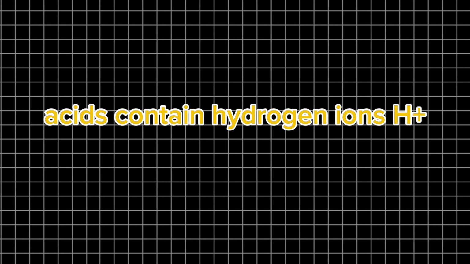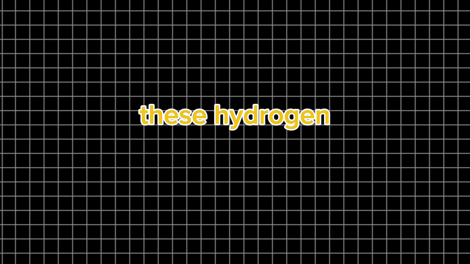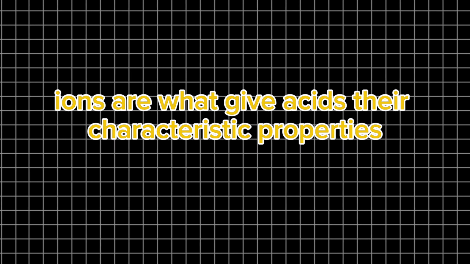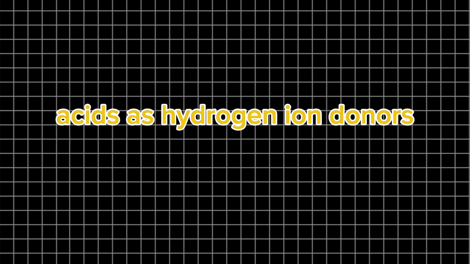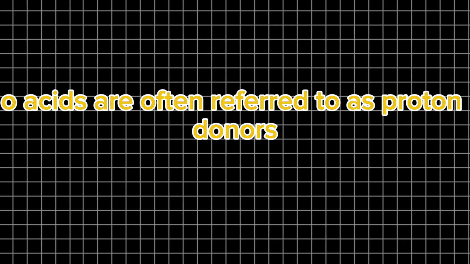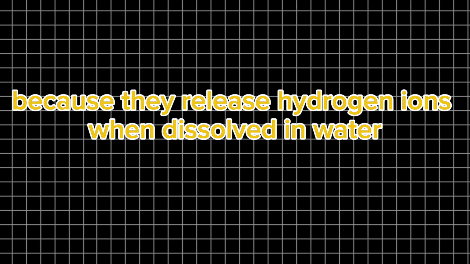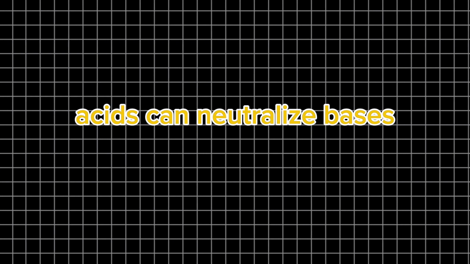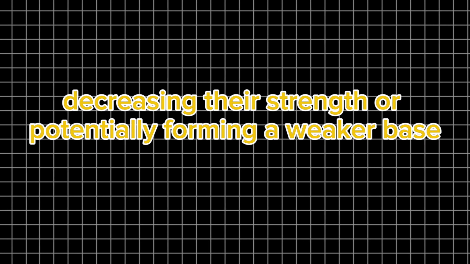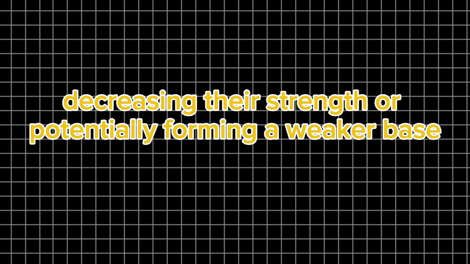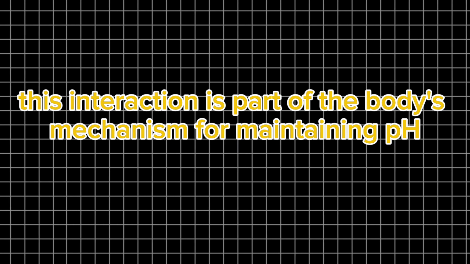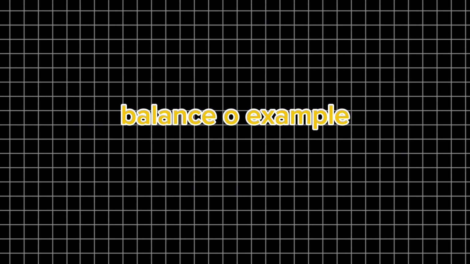2. Composition. Acids contain hydrogen ions, H+. These hydrogen ions are what give acids their characteristic properties, such as sour taste and the ability to lower pH when added to a solution. 3. Acids as hydrogen ion donors. Acids are often referred to as proton donors because they release hydrogen ions when dissolved in water. By donating hydrogen ions, acids can neutralize bases, decreasing their strength or potentially forming a weaker base. This interaction is part of the body's mechanism for maintaining pH balance.